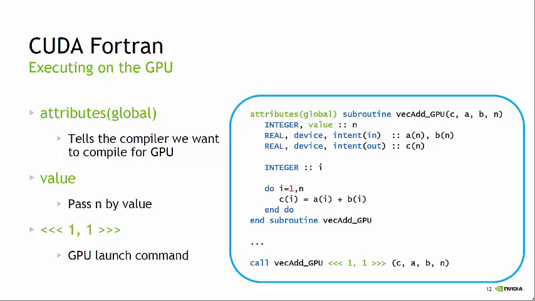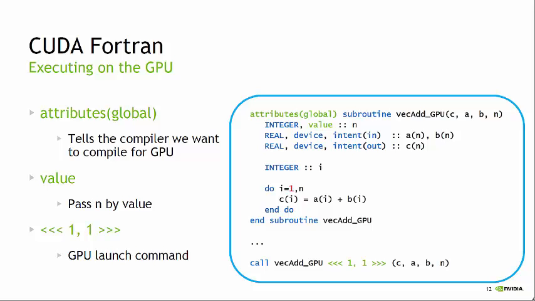Now, executing on the GPU. I suppose I've already covered this, but just to reiterate, we have the attribute global to tell the compiler we want to compile for the GPU. Other attributes are available for different compilation targets. We have value to pass n by value, not a CUDA-specific syntax but Fortran 2003, and particularly useful so that n isn't passed by reference, which is not something we want to do because it's a scalar and it's only read from. And finally, we have our GPU launch command.